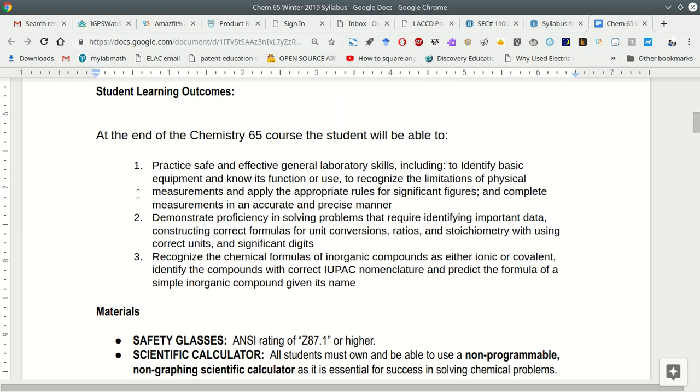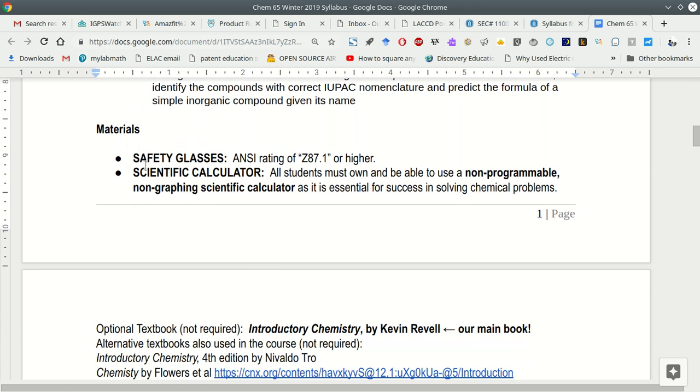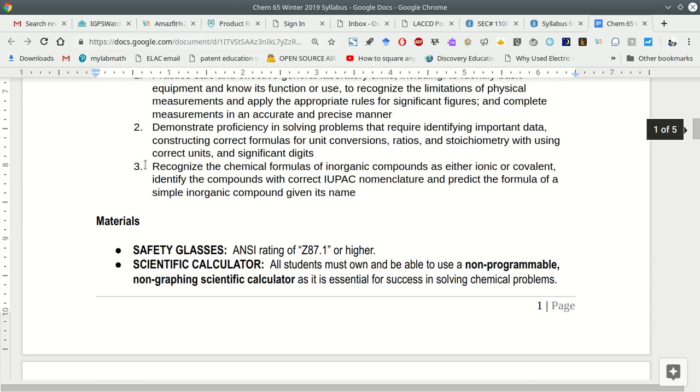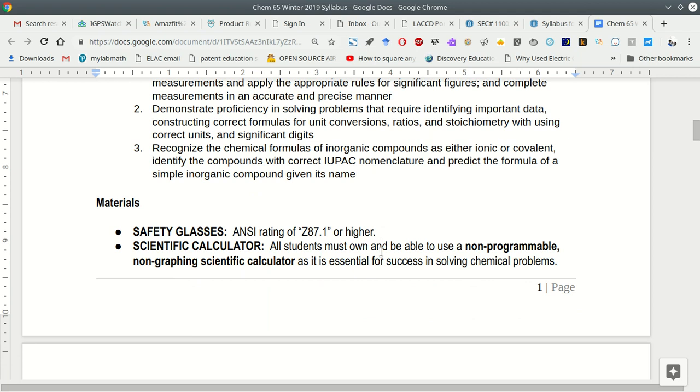Here are the student learning outcomes, which you can read on your own. This is a very fast course because it's in the winter, so we're going to cover a lot of stuff really fast, far beyond these official learning outcomes.